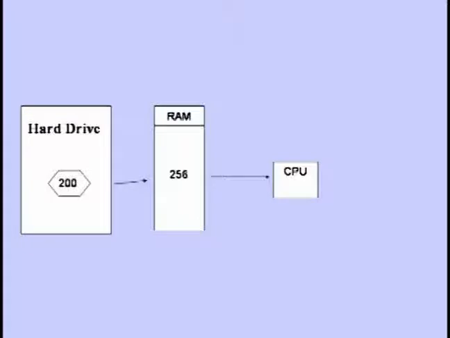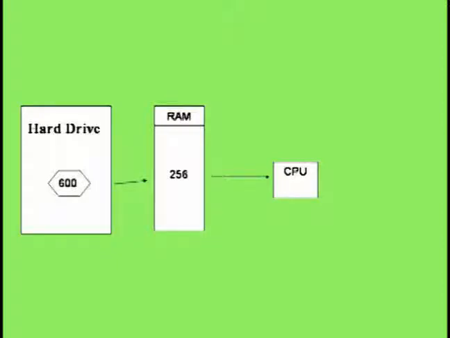When all is going well, it goes something like this. Let's say, for example, the RAM is 256 megabytes. The program being requested from the hard drive is 200 megabytes. So the hard drive sends it to the RAM, which holds on to it until the CPU needs it, and everything goes very smoothly. But here's an example of when things do not go smoothly.